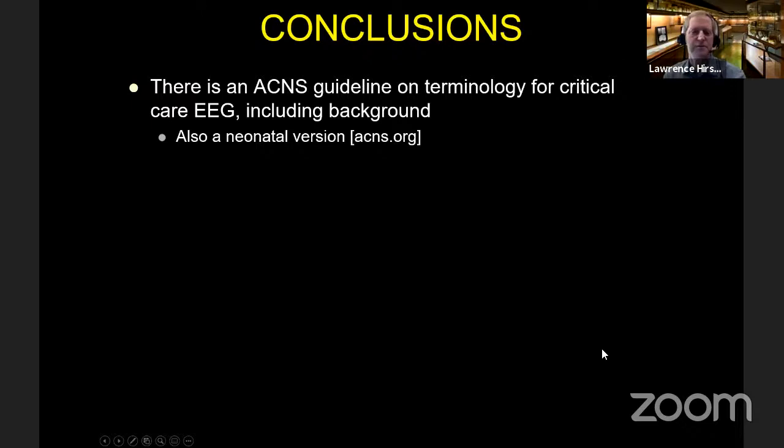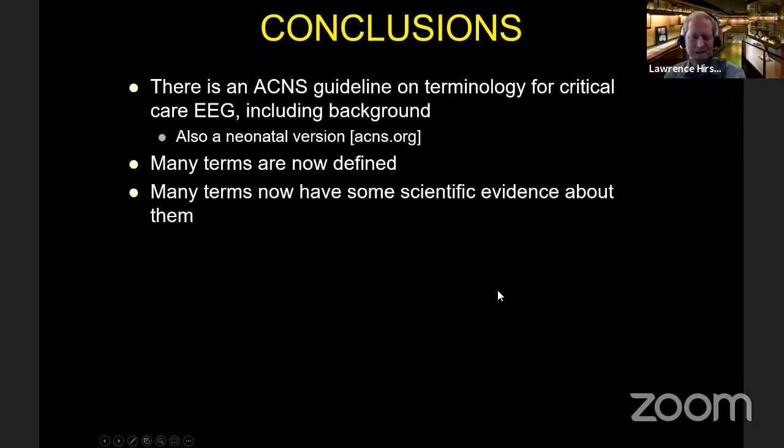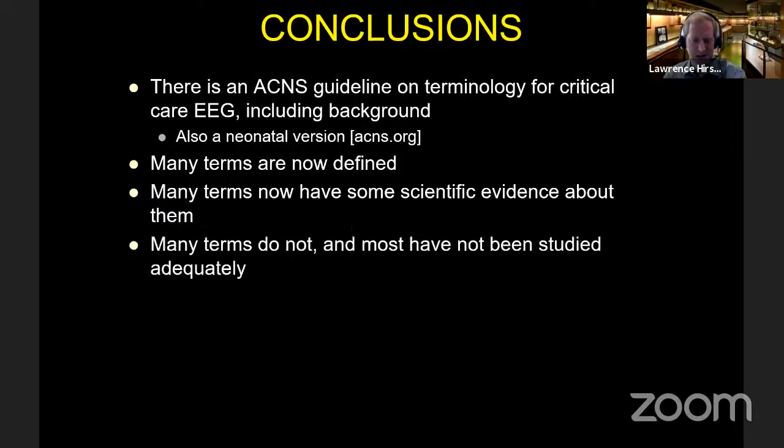So in conclusions, we have an ACNS guideline on terminology, including the background. There's a separate neonatal version. Many terms are now defined, including some new ones. Many have at least some scientific evidence about them now, but many do not, perhaps most do not. And probably all of them have not been adequately studied as far as how we should manage them.